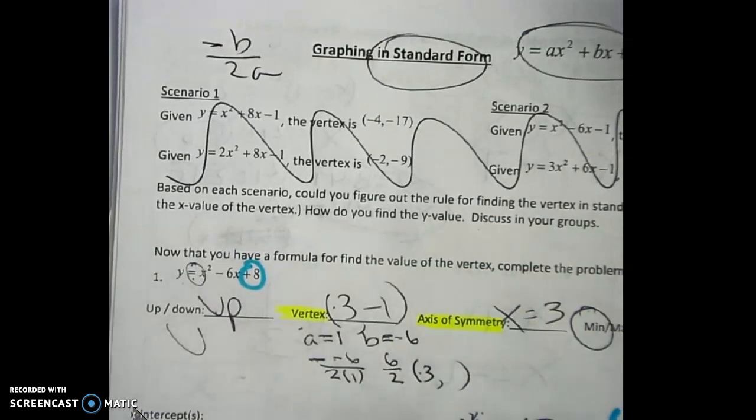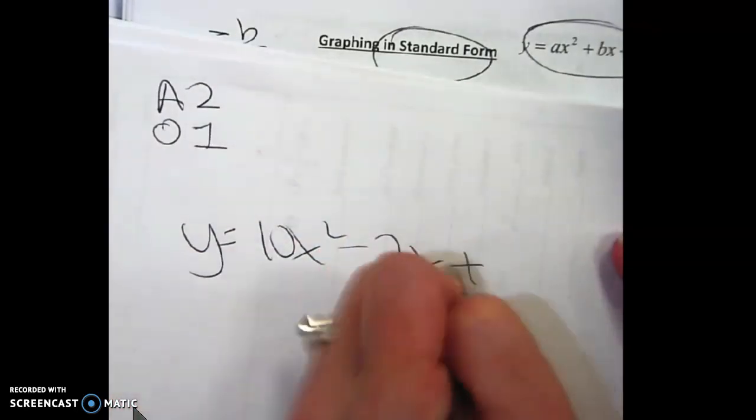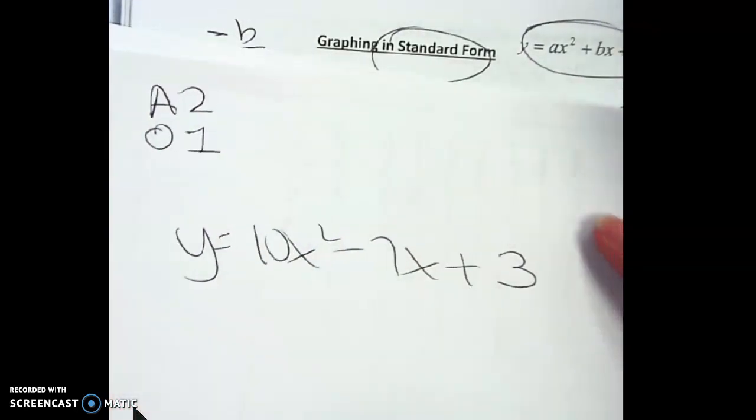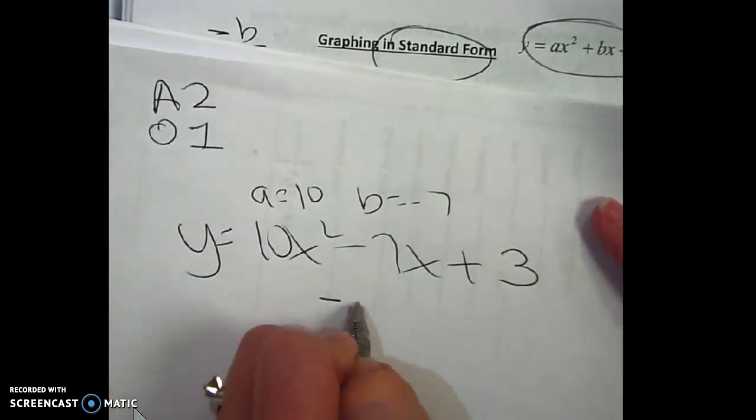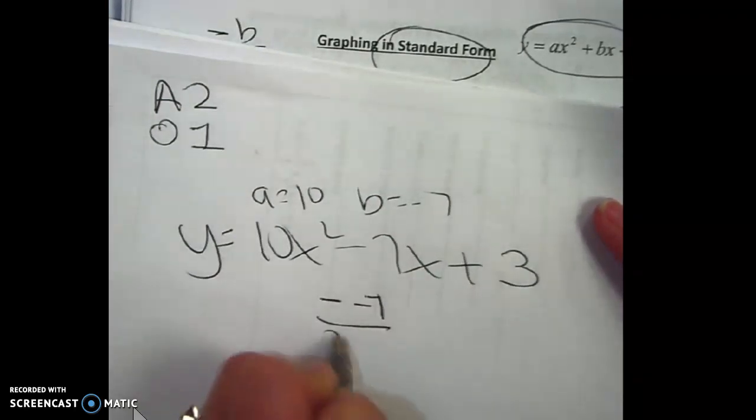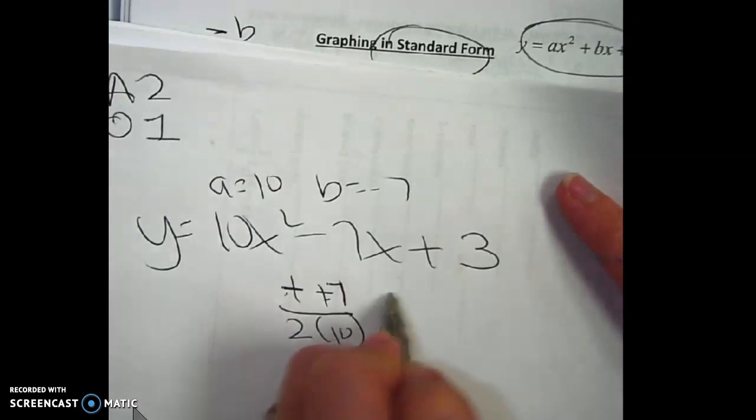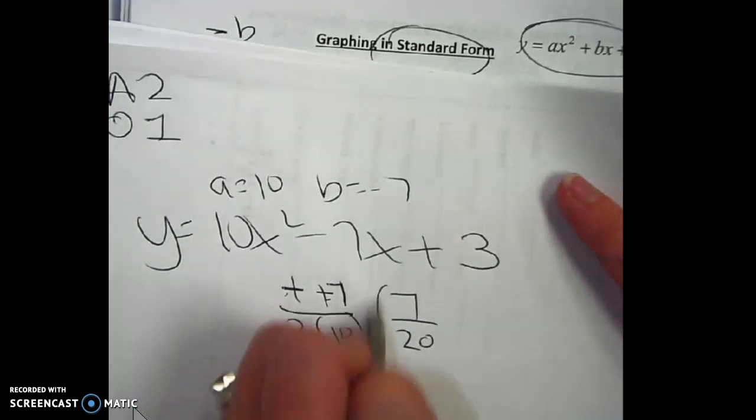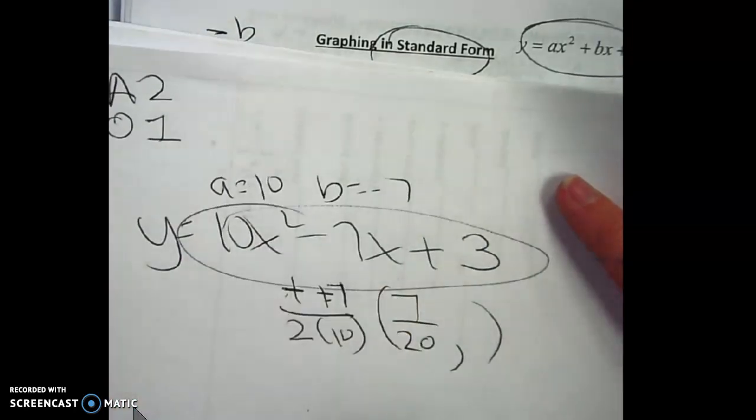Let me do another example before I show you the y. So let's say I had y equals 10x squared minus 7x plus 3. My a is 10, my b is negative 7. I go negative b over 2 times a. Negative of negative is positive, 7 over 20. That would be the x value of my vertex. And I would never give you one that mean. And you wouldn't want to solve it by completing the square, though.